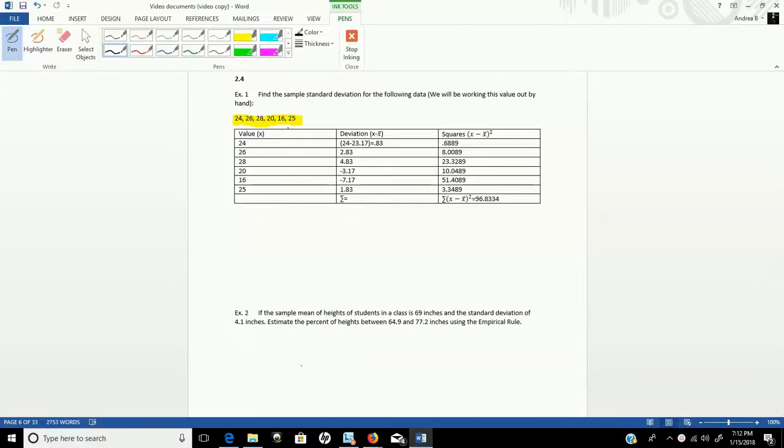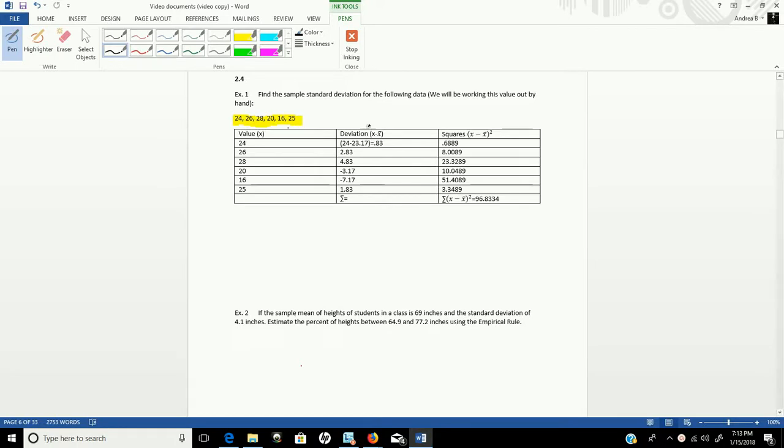Section 2.4, I have this split up into two videos here. The first one has the first two examples. The first one is finding the sample standard deviation for the following data. The part I have highlighted there is what you would be given. The rest of this, including the chart and the other work I'm going to show you, will all be stuff that you'll need to do.